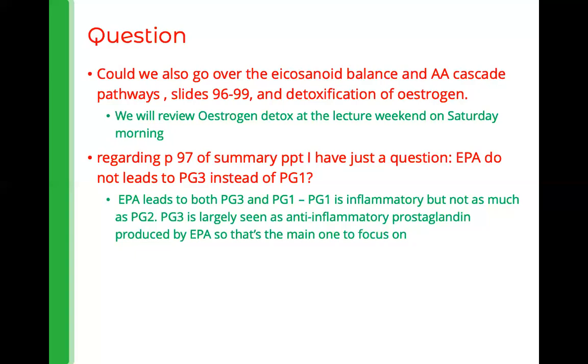You know, I would own it. I'd be like, oh yeah, that was me, that was a typo, but highly unlikely with that particular unit leader. So I'll double check it for you and I will confirm it to you. But in your own head, I would go EPA PG3.